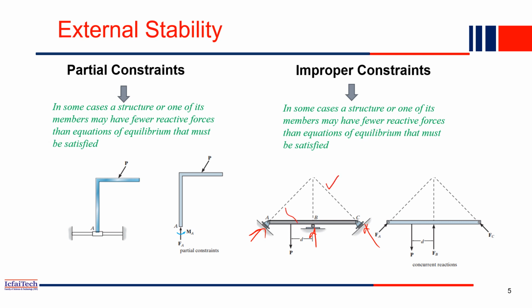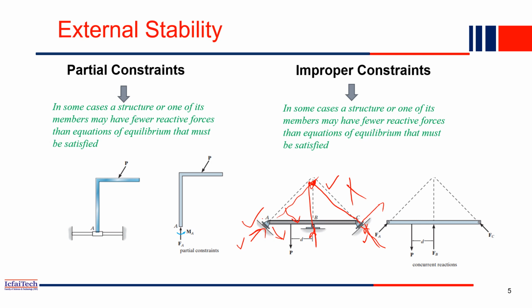Because if you apply any inclined force here, then what will happen? This portion will go up, and this portion may come down. So this beam won't maintain its shape. It will be changing shape. That's why these three forces are concurrent. Concurrent we discussed last class. All these three are meeting at the same point. So these three reactions are concurrent. That's why this structure is not a stable structure.